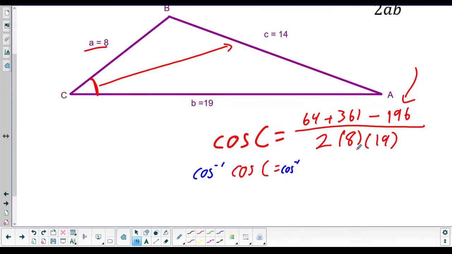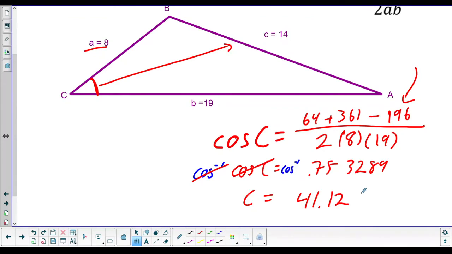When you throw this into your calculator, you actually get 0.753289. Then you do your inverse cosine. And when you do that, your cosines cancel, and you get C equals 41.124 degrees.